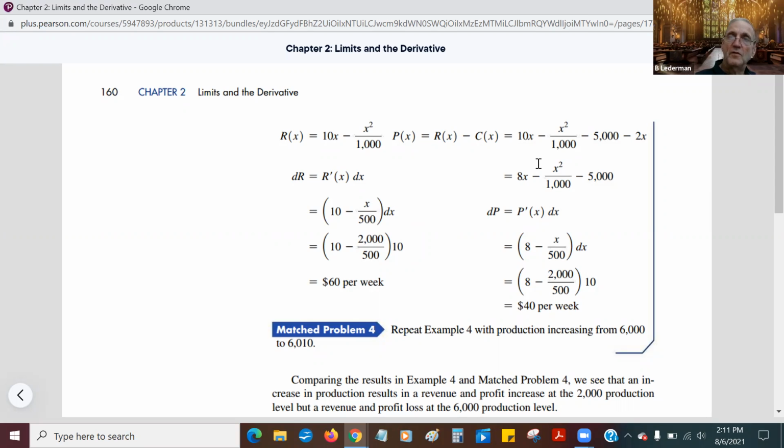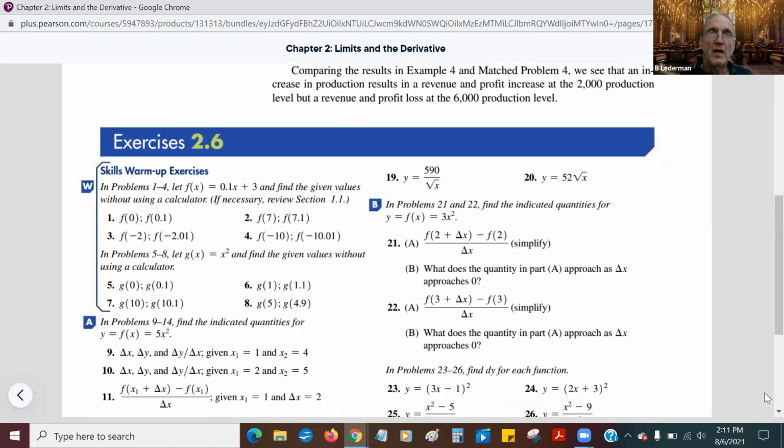For P, I take the derivative of this longer expression, and I get 10x minus 2x gives me 8x. The derivative is 8 minus x over 500. Plug in 2000 for x and 10 for dx, and it comes down to 40. So even though the revenue goes up, even though you're making $60 more, you're only profiting $40 more. That's just the way it is, and that's kind of to be expected. And that concludes 2.6. It's been loads of fun, and I'll see you guys on the next video. Bye, everybody.